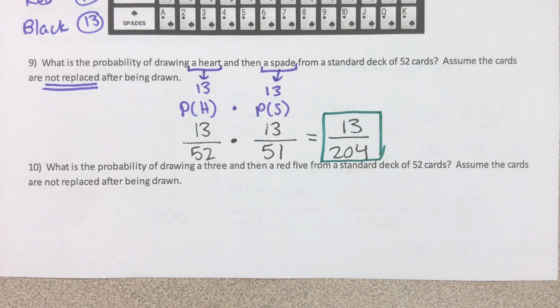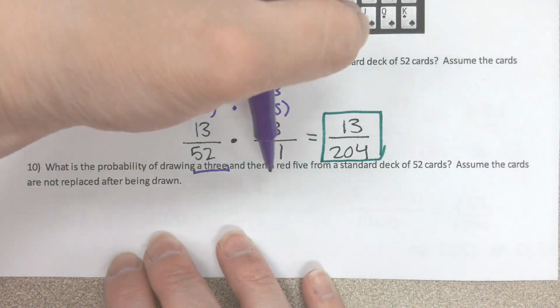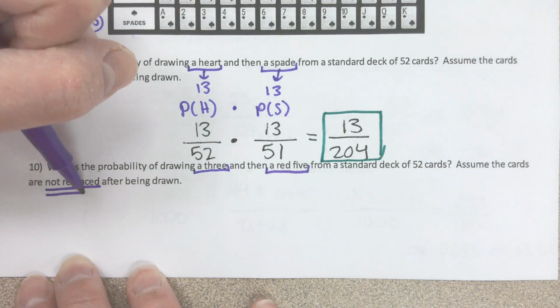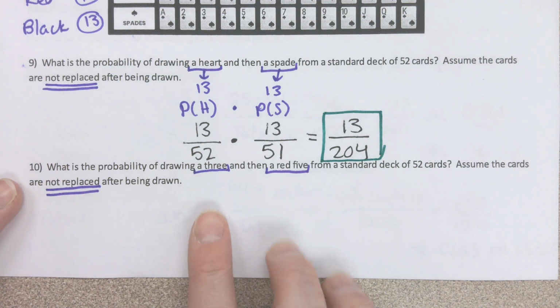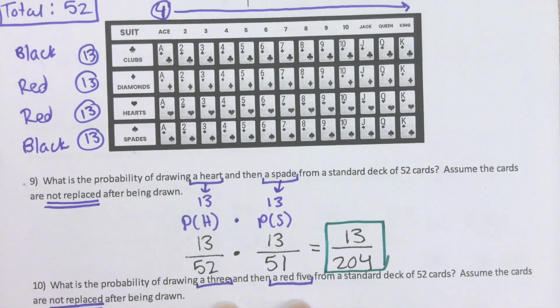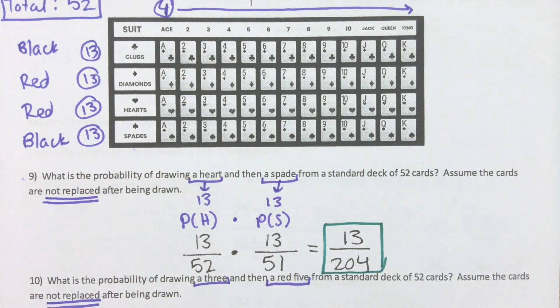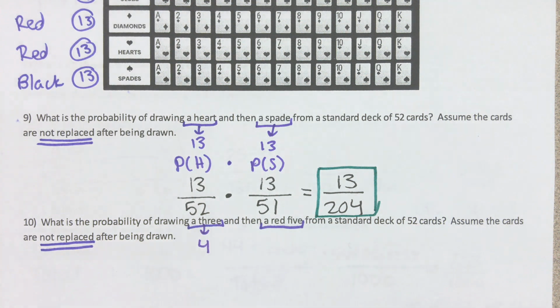Number 10. What is the probability of drawing a 3 and then a red 5 from a standard deck of 52 cards? Assume the cards are not replaced after being drawn. Similar problem, but we're getting different things this time. First, we want a 3. So any of the 3 cards, it doesn't matter what suit's on it, but it has to have a 3. There are only 4 cards that have a 3 on it. There's 4 of each card type, ace through the king.